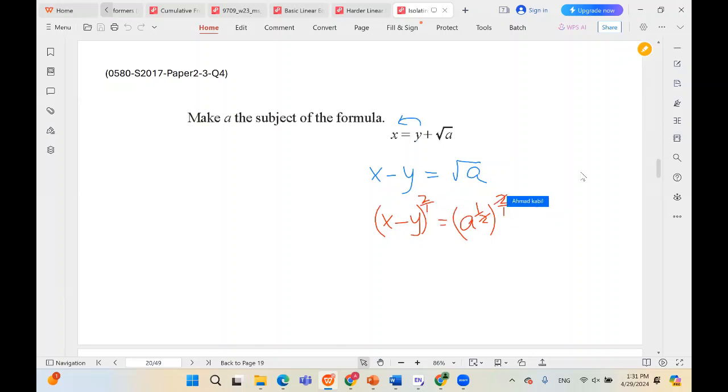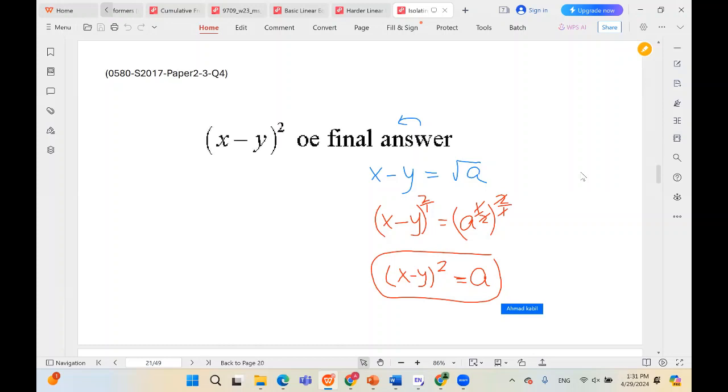These will cancel out, and 1, of course, will cancel out. So you'll just get a, or a power 1 on the right. And you have x minus y to the power of 2 over 1, which is basically to the power of 2. And this is your final answer.